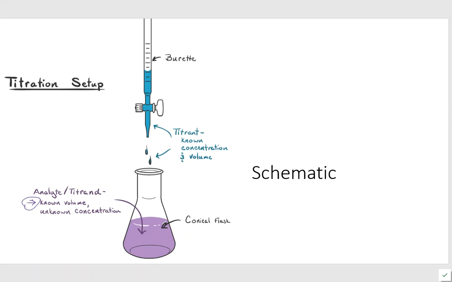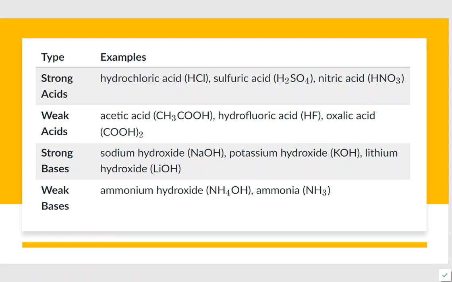I open the stopcock up and drip, drip, drip, drip, drip down into the sample it goes. And that titrant is a known concentration and it's also a known volume. It's a known volume because when this color change happens, I stop the burette and I read the volume that comes from it.